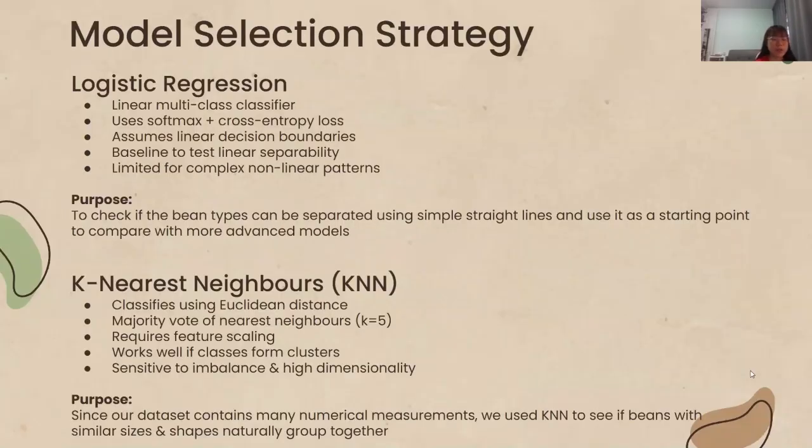For our model selection, we started with logistic regression as our baseline model. This is a linear classifier, which means it tries to separate the bean types using straight lines in feature space. We chose this first to check whether the bean classes can already be separated using simple linear boundaries. If this works well, it means the problem is relatively simple. If not, then we know we need more complex models. Next, we use k-nearest neighbor (KNN) since our dataset contains many numerical measurements like size and shape. We wanted to see if beans that look similar naturally group together. KNN classifies a bean based on the majority class of its nearest neighbors. So if similar beans cluster together, this model should perform well.